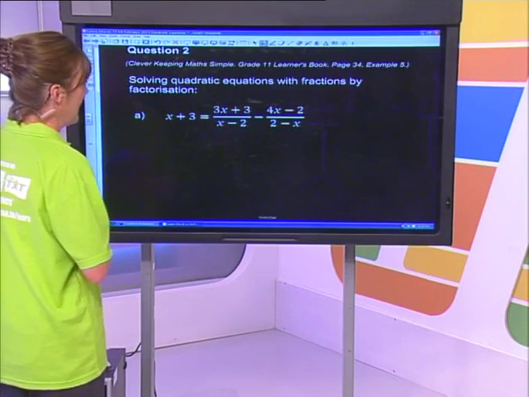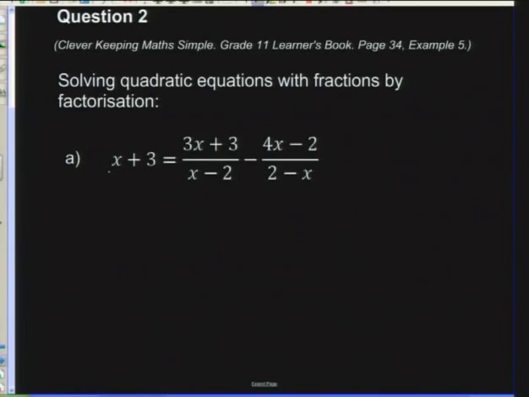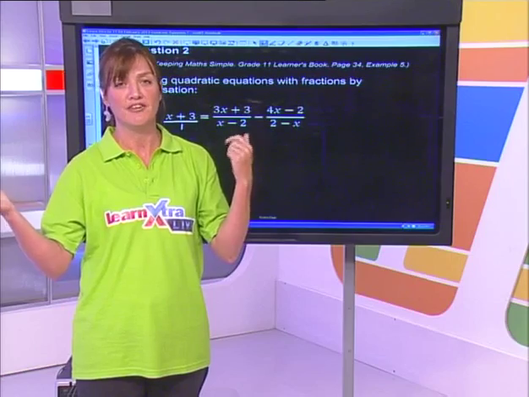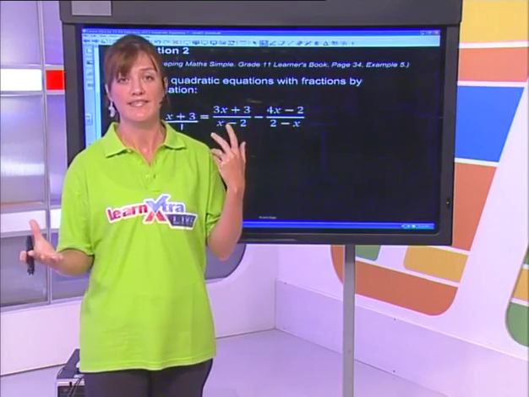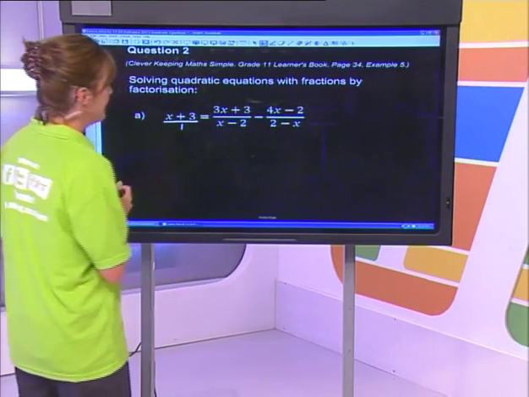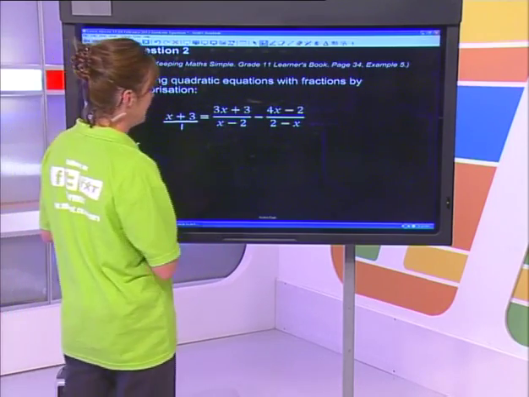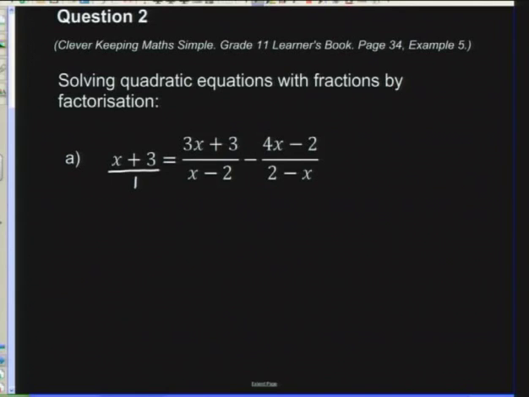Let's have a look over here. I'm actually going to start by balancing this over here. I'm going to put that over 1, because I just like to have my equation balanced. If one part of it is a fraction, let's make all of it a fraction so that we can clearly see what's in the numerator and what's in the denominator. Okay, so we're looking for a lowest common denominator. I think you all agree with me on that. We've got a 1, an x minus 2, and a 2 minus x.